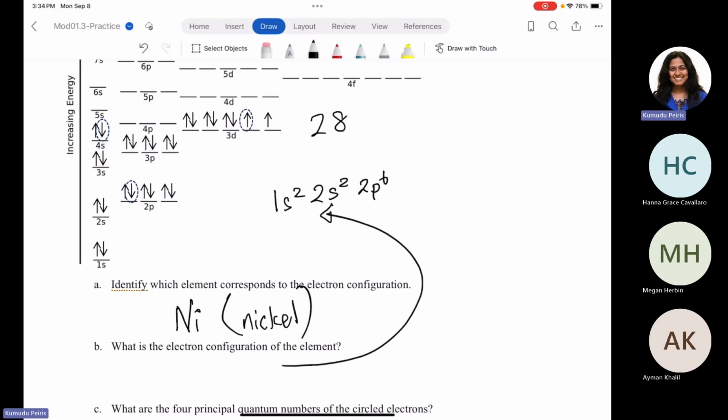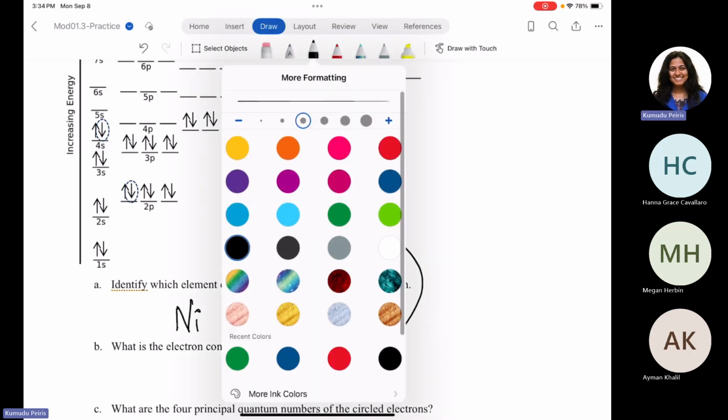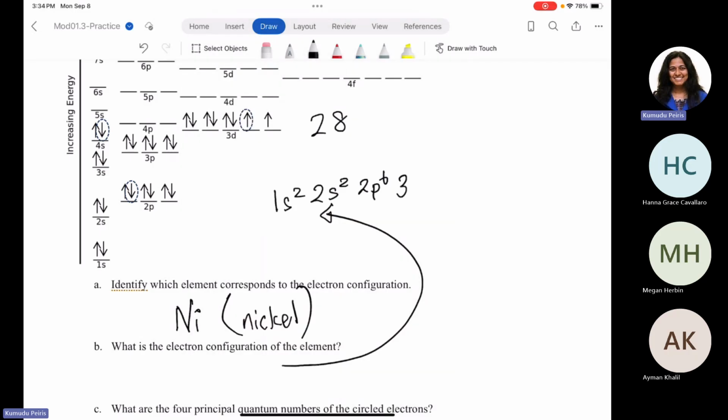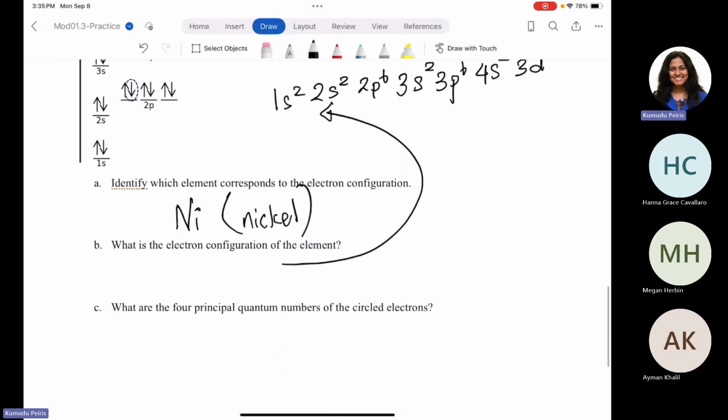Then we go to the 3s2. Then you will see all 6 electrons are filled into the 3p's, 3p6. And then you will see the 4s2. And how many electrons are on d orbitals? 3d. There are 8. So that is the electron configuration for this element. We'll go to the next one.